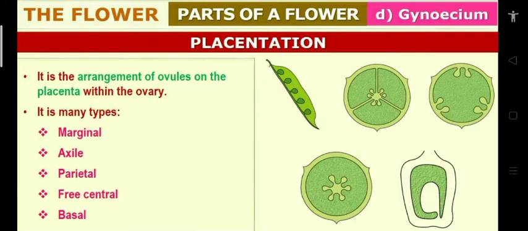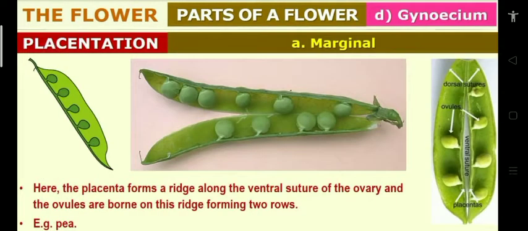First, marginal placentation. See on the screen, here the placenta forms a ridge. Observe the diagrams. On the ventral surface of the ovary, ovules are attached on the ridge in 2 rows, above and below. Example: pea plants, Pisum sativum, Fabaceae family. Marginal placentation is seen in the Fabaceae family.